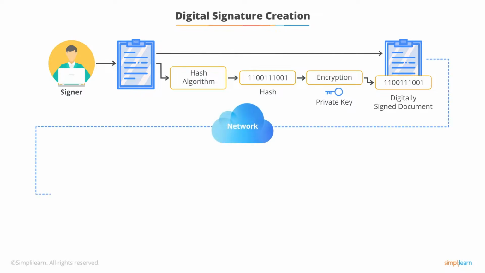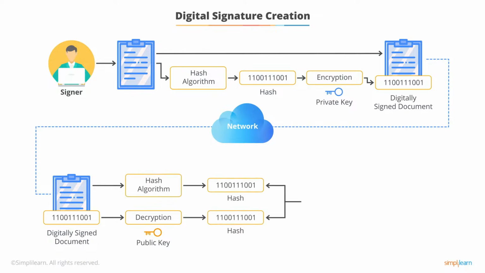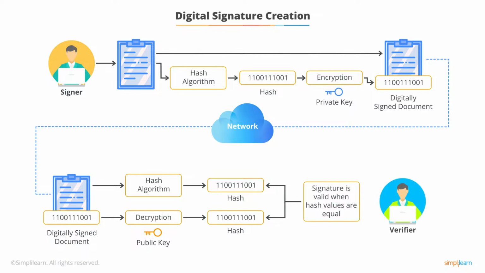Once the verifier receives this digitally signed document, he decrypts the same using the signer's public key. The hash value created after decryption is then compared with another hash value locally generated by the verifier using the same hash algorithm as the one used by the signer. If the hash values are equal, then the signature is considered valid and the verifier can then use the document.